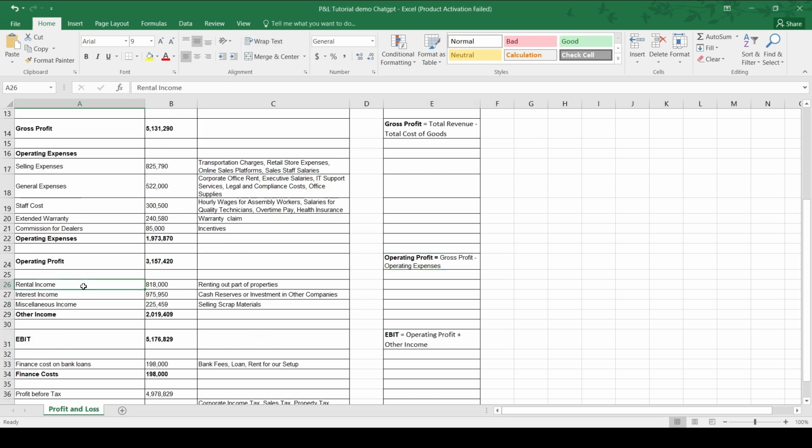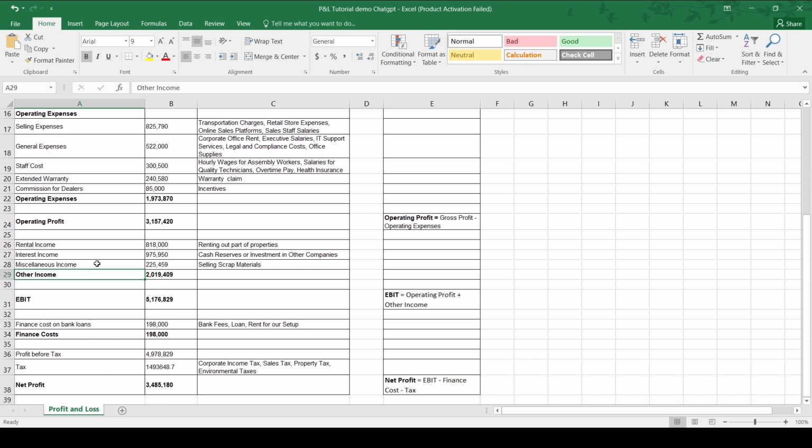Apart from primary revenue and expenses, the company may also have additional sources of income. These are typically listed under other income. First is the rental income. This can include rents from our properties. If the company owns stakes in other businesses, it can receive income from those investments or extra income from any other investment, which comes under the interest income. Then we have the miscellaneous income. This covers the income from selling scrap materials or any other extra things. When we sum up all these incomes, we get our total other income.